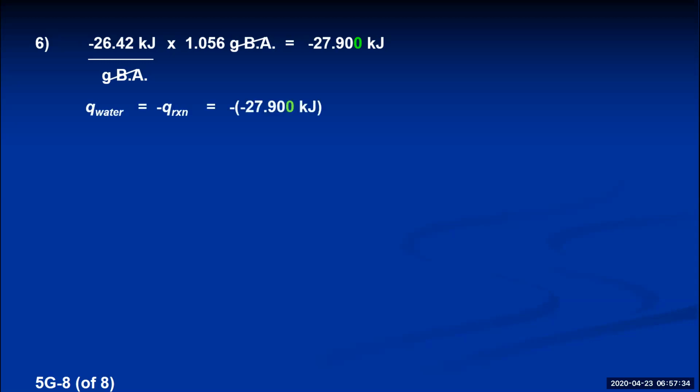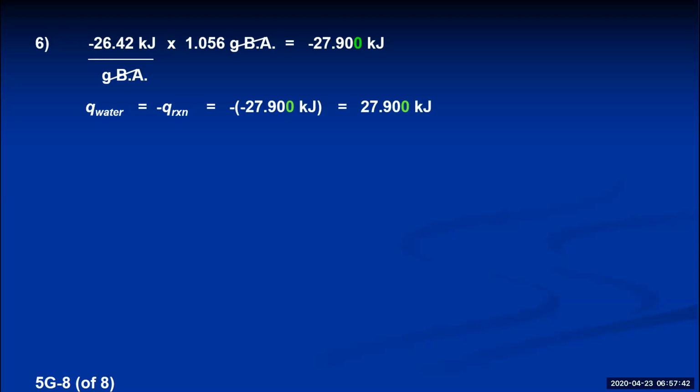So what did it say? It said 1.056 grams were burned. So canceling out the grams, we know that when we burn this amount of benzoic acid in any situation, in this case in our bomb calorimeter, it's going to release negative 27.90 kilojoules. It has to be that value. And if you know how much heat a reaction is going to release, the water in a calorimeter would have to absorb that exact amount of heat. So the Q of the water in the bomb calorimeter will be the negative of negative 27.90 kilojoules. In other words, positive 27.90 kilojoules.